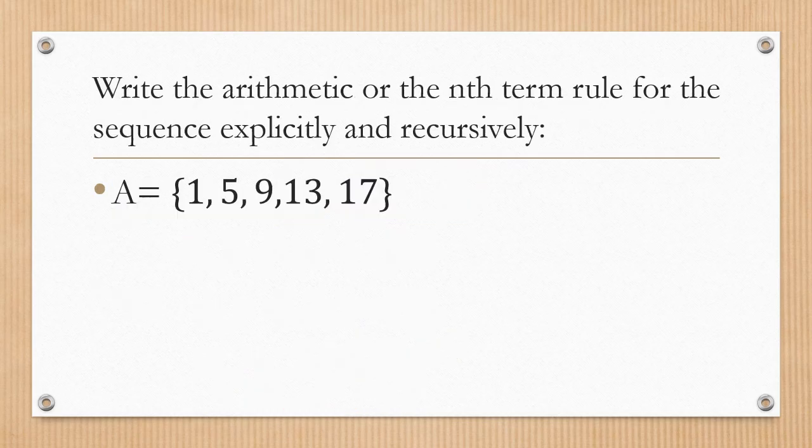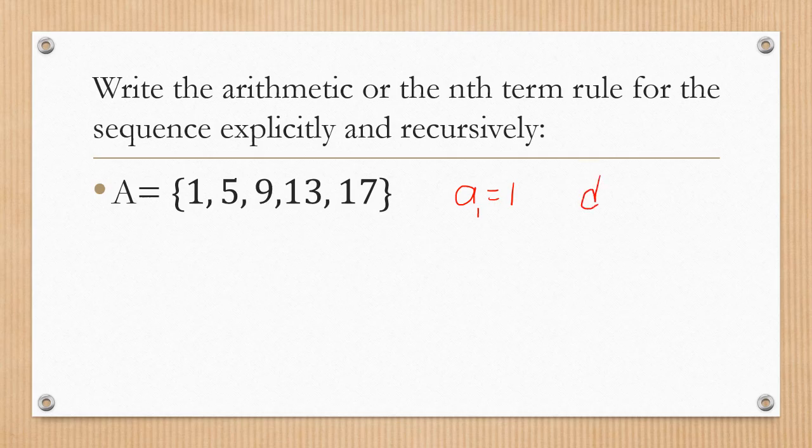Let's look at this example. It says, write the arithmetic or the nth term rule for the sequence explicitly and recursively. And we have a sequence 1, 5, 9, 13, 17 written in a list. So the first thing that I need to do to be able to write these rules is to identify the first term. And the first term in this example is 1.